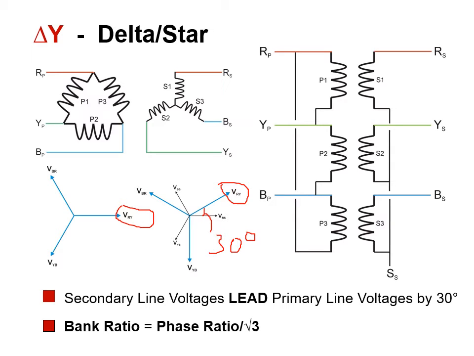Because we have this configuration, the line voltage is square root of 3 times the phase voltage for a star configuration, and the bank ratio is going to be the phase ratio multiplied by square root of 3.